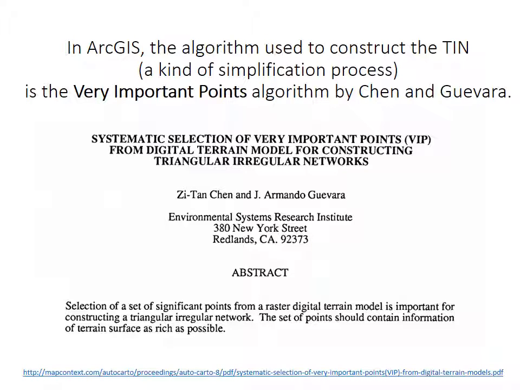Within GIS, this algorithm is called the Very Important Points algorithm. It's been around for 30 years. It's effective, it's relatively fast, and it's a very useful way of eliminating all of these extra redundant points.